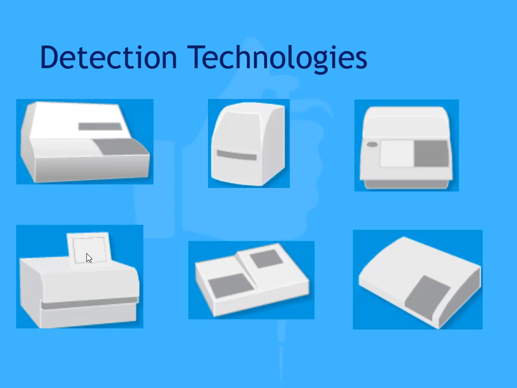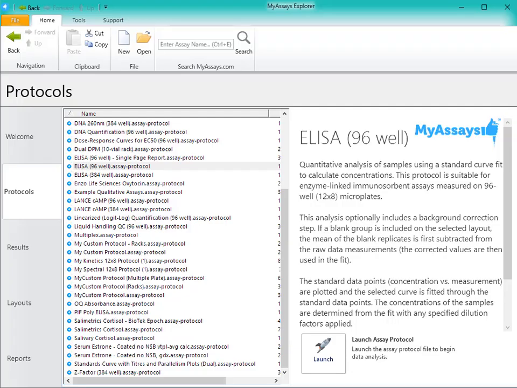RIAs are different from ELISAs and LIAs in that these assays are commonly performed in tubes or vials as opposed to in a plated format. Gamma counters are the instruments that are used to read RIAs. After measuring the raw data for an assay, the next step is to perform the data analysis.